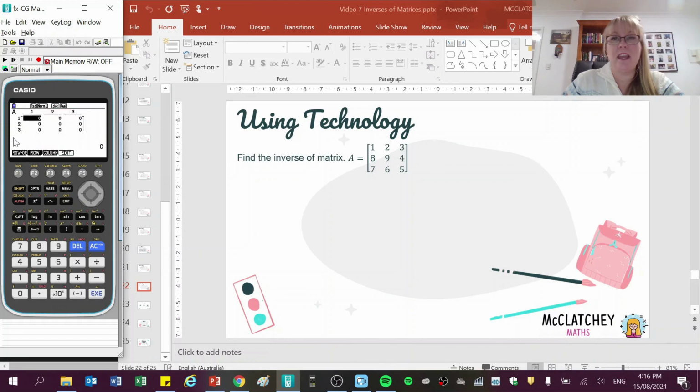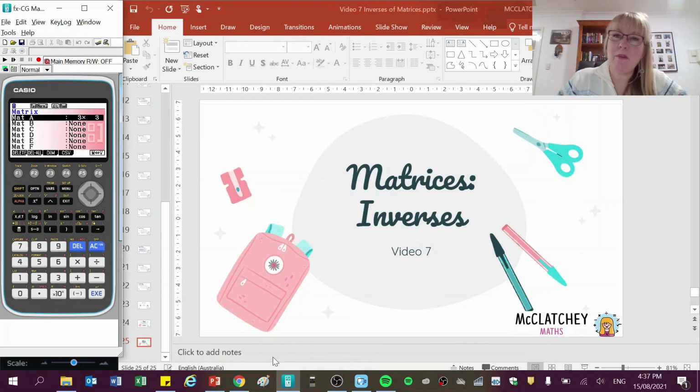It's going to give us a blank matrix to work with. So now we need to enter our values. So let's enter the values of all of our different numbers and elements in that matrix. And now we have our whole matrix set up here. So now we want to exit out of this menu. So we press exit and we come back to a blank screen again.